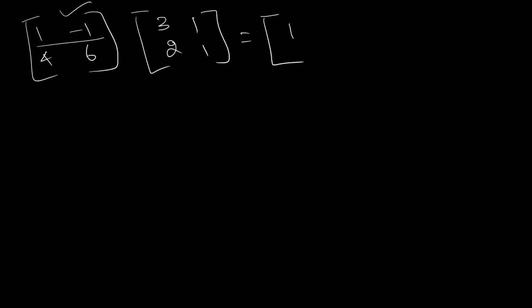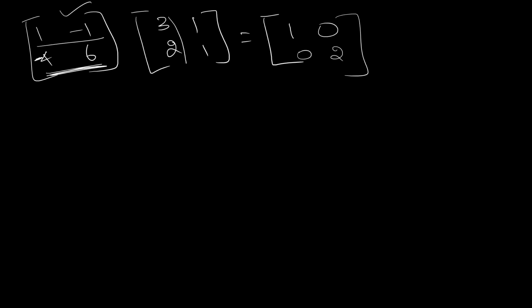And then first row, second column, 1 into 1 plus minus 1 into 1. So 1 minus 1, 0. Then second row, first column, 4 into 3, 12. And then this minus 4, right? So minus 4 into 3, minus 12. Then plus 6 into 2, plus 12. Minus 12 plus 12, we will get 0. And finally minus 4 into 1 plus 6 into 1. So 6 minus 4, we will get 2.